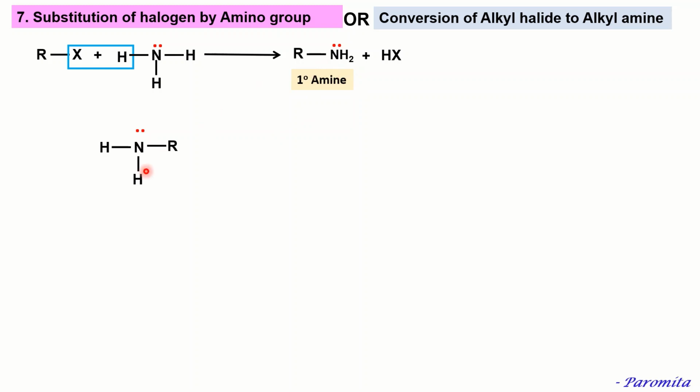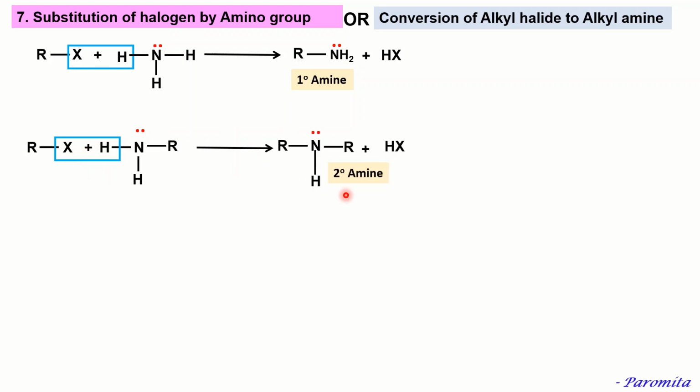Now this 1 degree amine, which is a product of the first step, reacts with another molecule of alkyl halide. Here HX is given out and we get here 2 degree amine. See, this R is getting connected to this nitrogen. Here this nitrogen is connected to 2 alkyl groups. That means it is connected to 2 carbon. So this amine is termed as 2 degree amine.